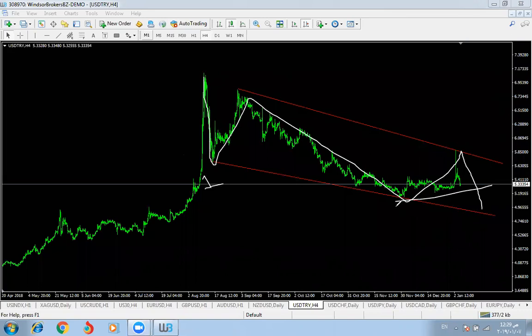1, 2, 3, 4, and 5. Then we have a correction in the form of ABC before the Turkish lira gains more strength again against the dollar. So a very clear structure right there for the Turkish lira.